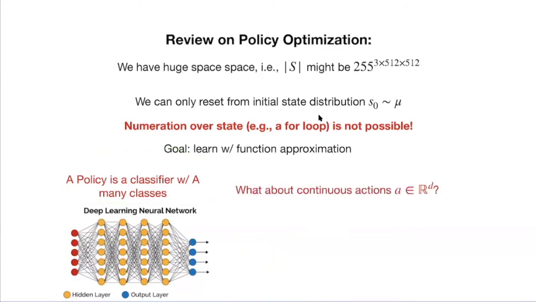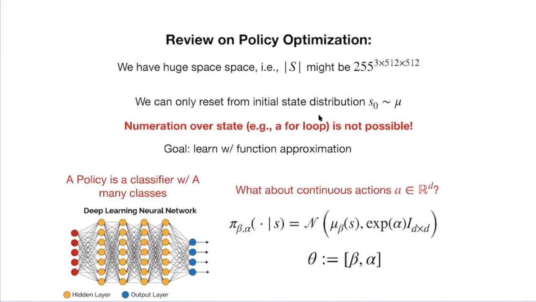The one thing that we haven't talked about is what do we do for continuous actions. If I have infinitely many actions, if my action is in R^d, what parameterization could we use? One very common parameterization is the Gaussian distribution. I parameterize my policy's distribution using a Gaussian whose mean is computed from this function, mu beta, and this is my covariance matrix. This mu beta could be a feed-forward neural network.